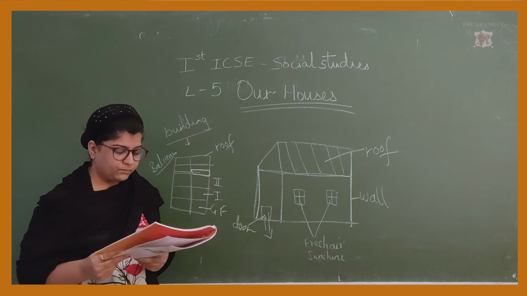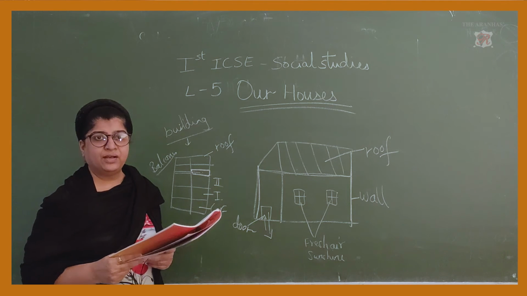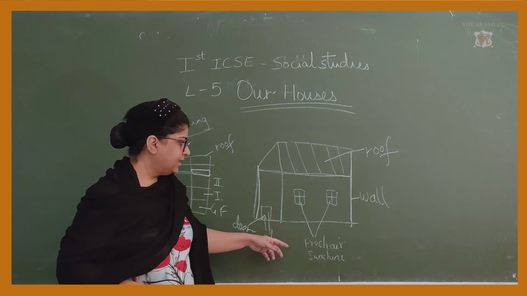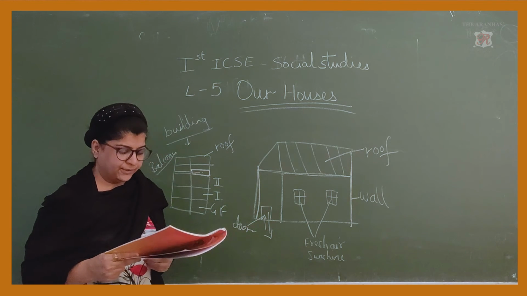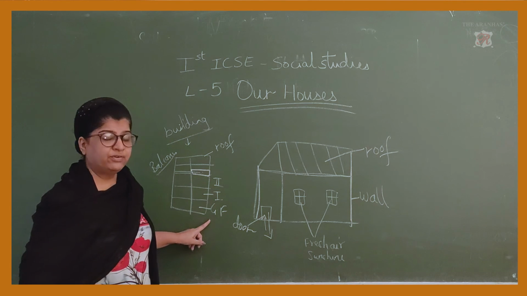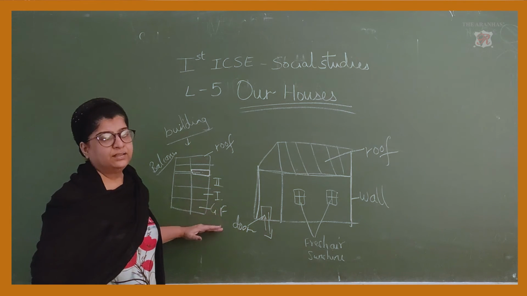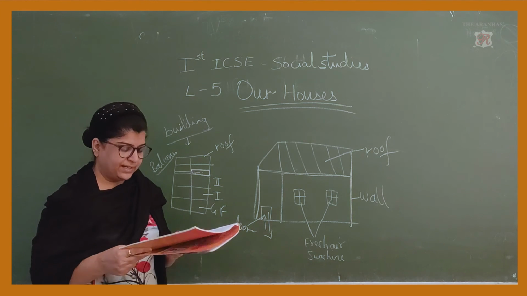Home. What does a house have for letting in fresh air and sunshine? We have windows. Very good. Which floor does not have a balcony? The ground floor. Okay, children, question and answers are very easy.